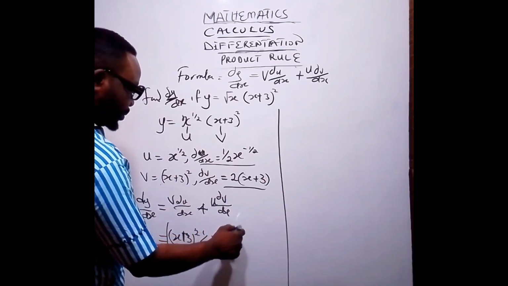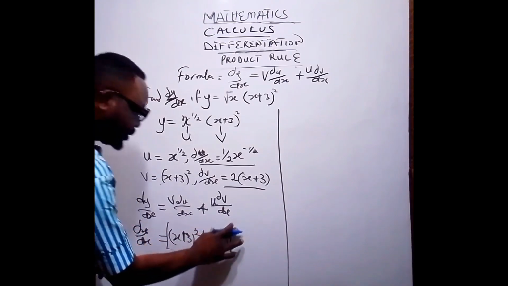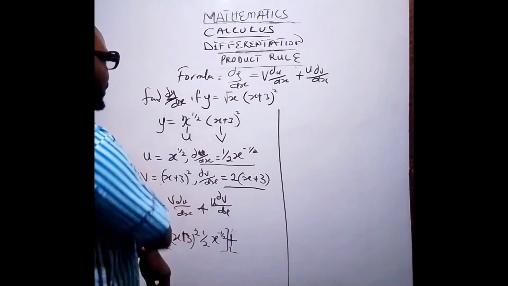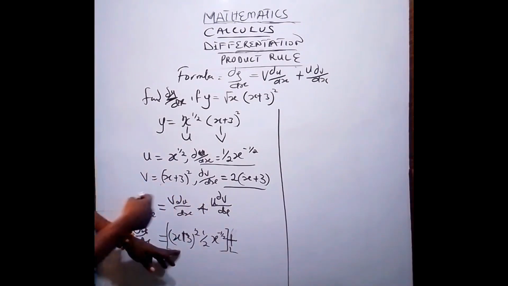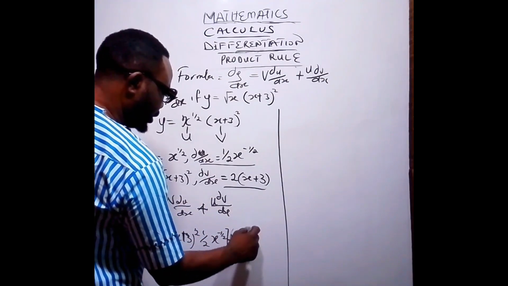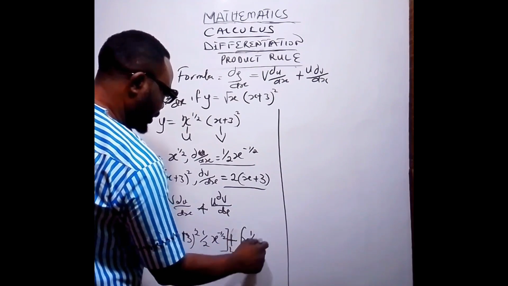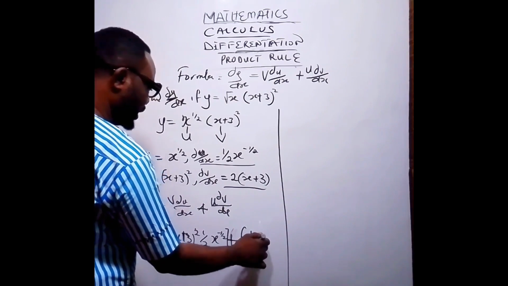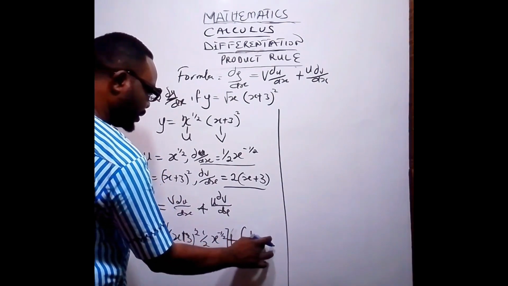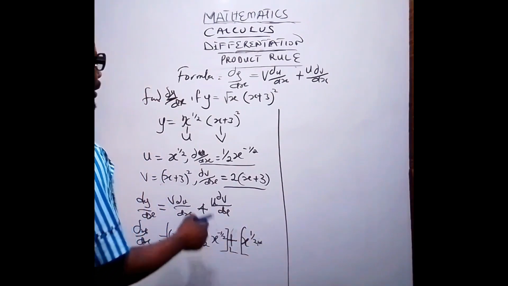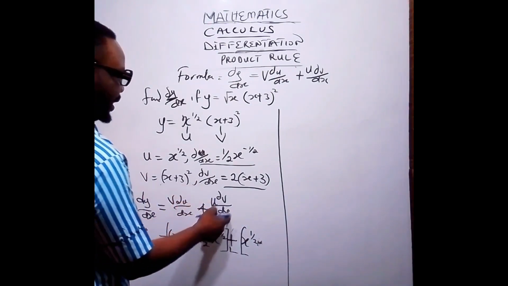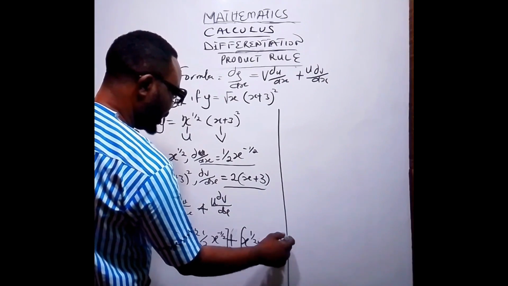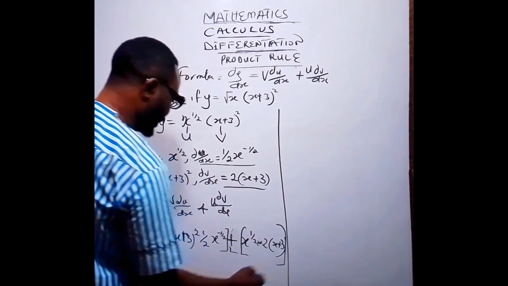Then what is our plus? Don't forget, this is plus u. What is the value of our u? x raised to the power of half. Multiply by, you can put a dot there, multiply by dv/dx, which is 2 into bracket x plus 3. Now you close the bracket like this.